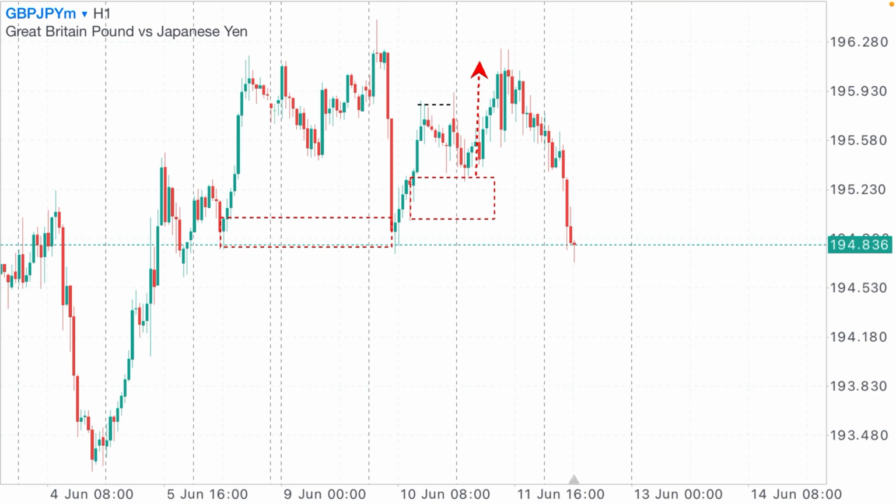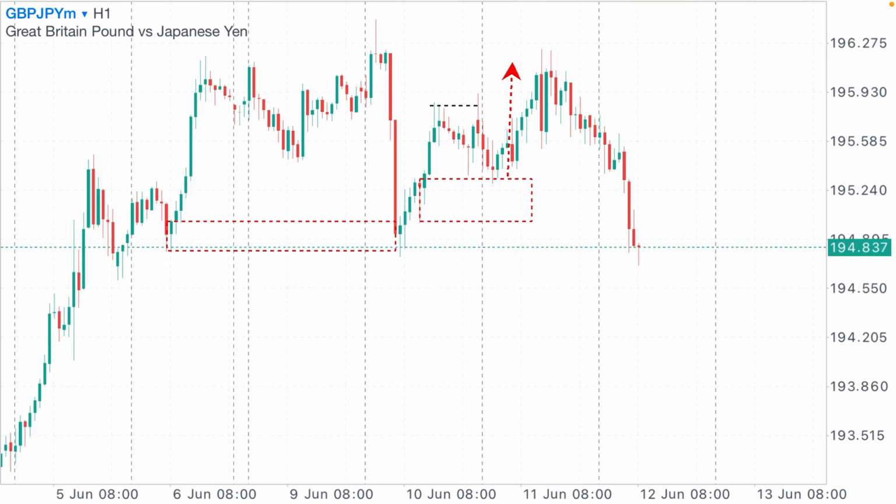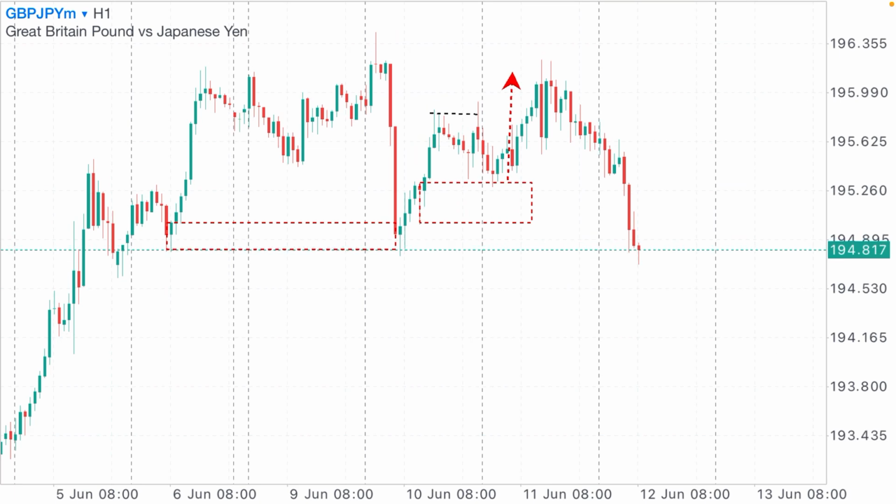So here I just want to do a recap of the trades that I took yesterday on GBPJPY. As you all know, I'm now trading GBPJPY only. So this is the trade that I took yesterday. I just want to explain to you the reason why I took this trade.